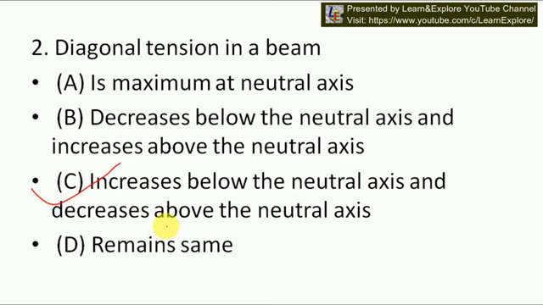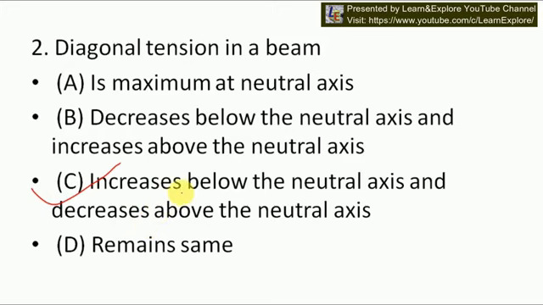So one more thing is, what is diagonal tension, right? The tension which is caused in the tensile zone of the beam due to shear at or near the support is called diagonal tension, which is caused by shear that cannot be resisted by concrete alone. So shear reinforcement is provided in the RCC beam to take up diagonal tension and prevent cracking of the beam. So our answer will be C.